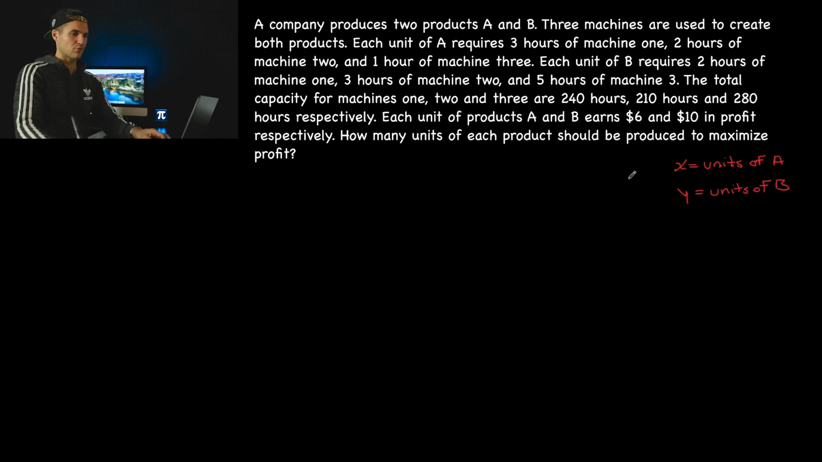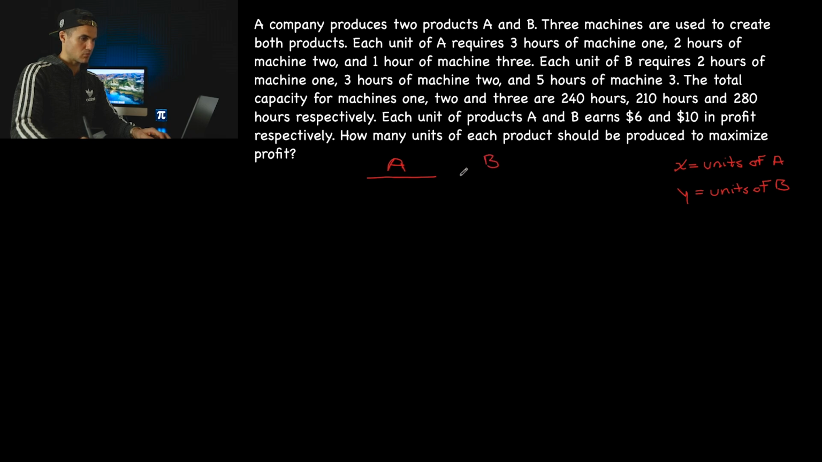So now that we have our variables set, let's go into detail of what they're saying about products A and B. We're told that 3 machines are going to be used to create both products. And then specifically for product A, they're saying that it requires 3 hours of machine 1, 2 hours of machine 2, and 1 hour of machine 3. So what I'm going to do here is set up a table to show this in a more visual sense.